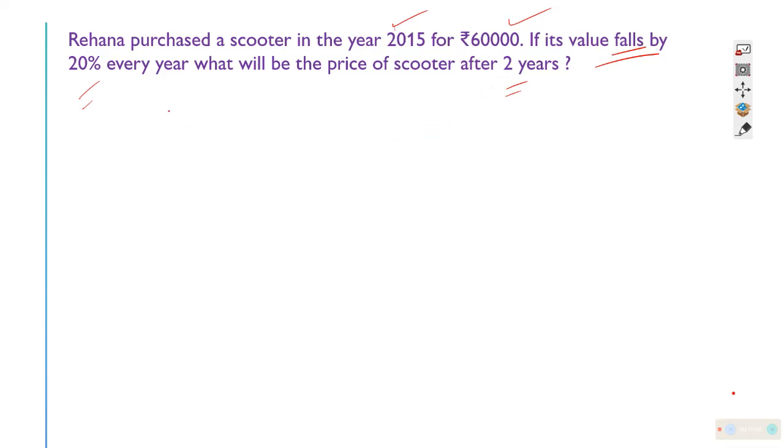So what is the difference here? Principal is 60,000, no problem. It is also written how it decreases. Rate of interest or rate of depreciation, we say it is 20%. We have no problem with that either. Number of years is given as 2, and we have to calculate the amount after 2 years, but it is a depreciation. The value keeps decreasing.